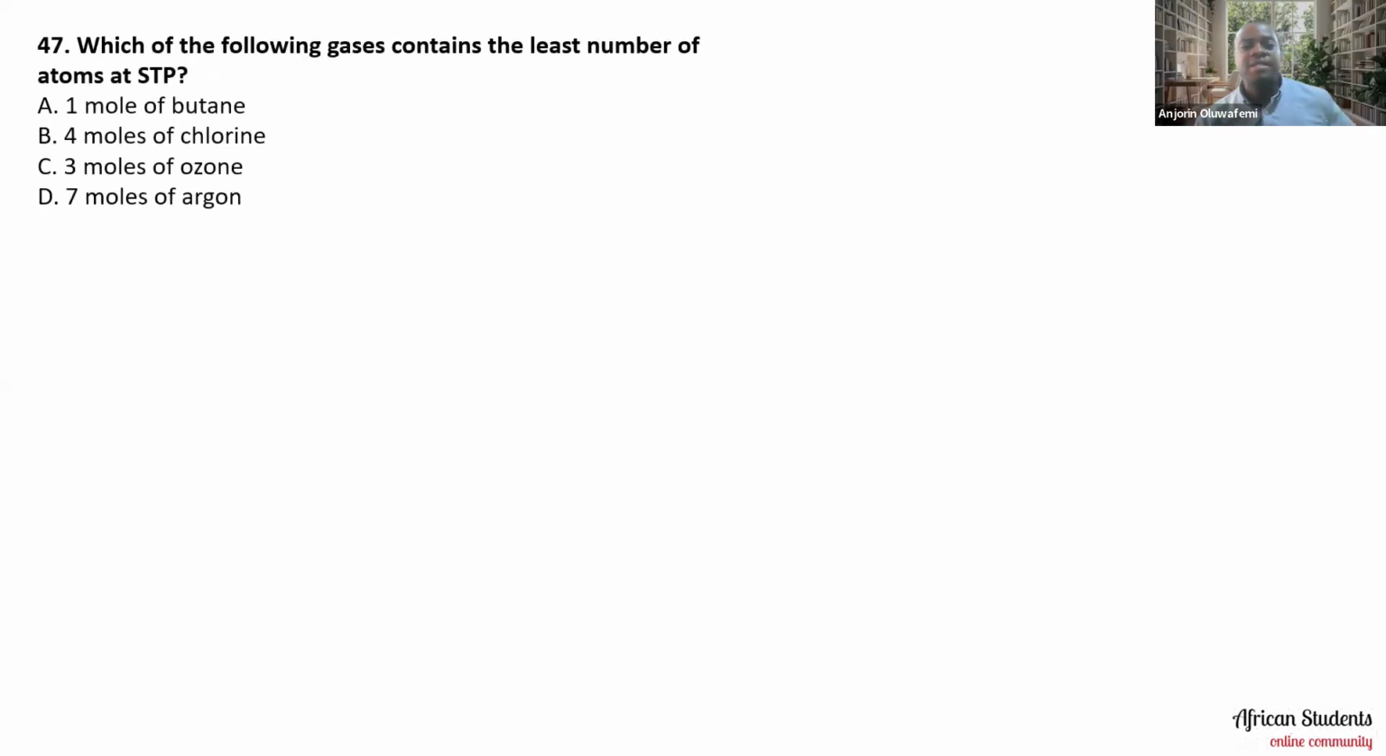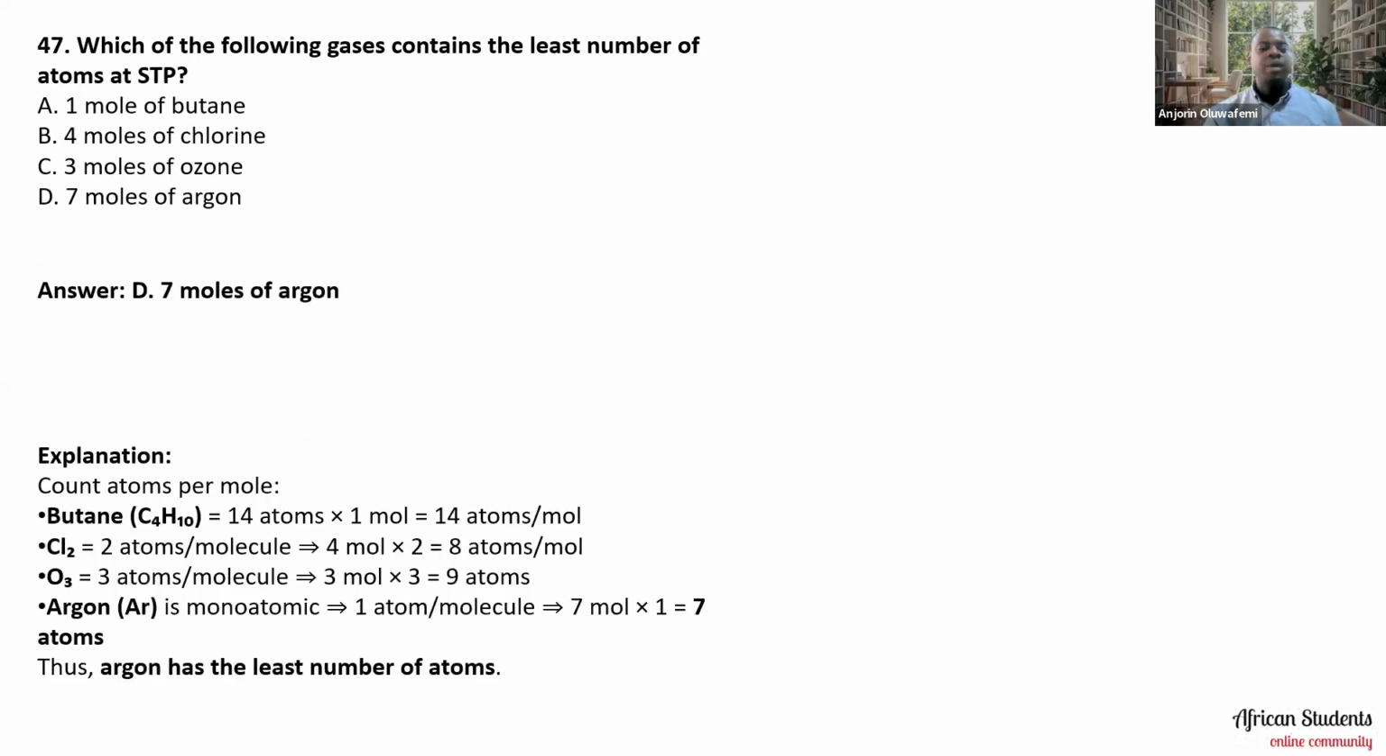Which of the following gases contains the least number of atoms at STP? Is it option A, option B, option C, or option D? So which one contains the least number of atoms at STP? The answer is option D, 7 moles. How do we arrive at that? We count atoms per mole.